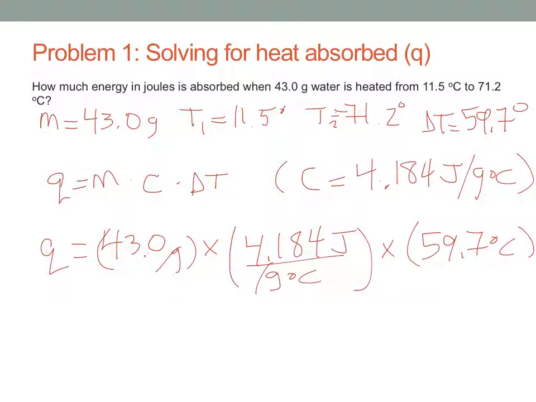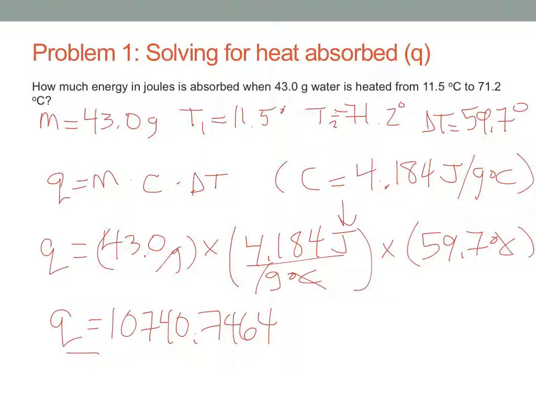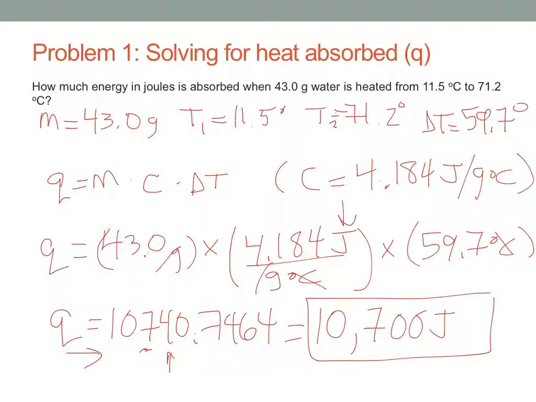So cancel units, degree C and grams. We're left with joules, which is what we want for heat, and our Q ends up being 10,740.7464. Thank you, calculator. And looking at our sig figs, it looks like we need 3 sig figs. So counting from the left, our third significant digit is the 7. The number immediately following it is a 4. So 4 and below, we let it go. So our number to 3 significant digits will round to 10,700 joules. And let's put a box around it. And we're done.